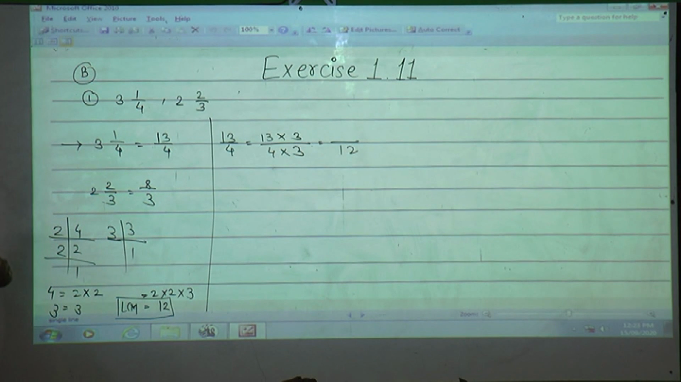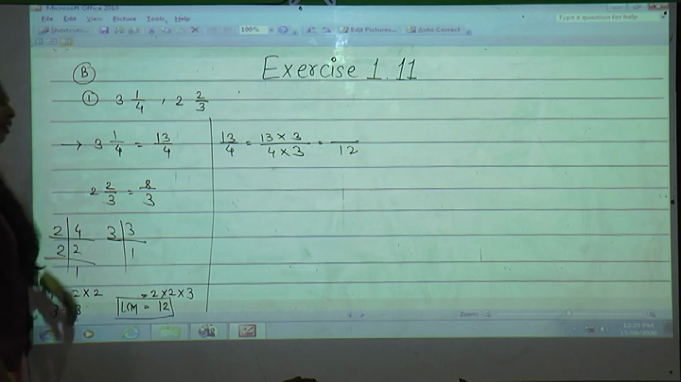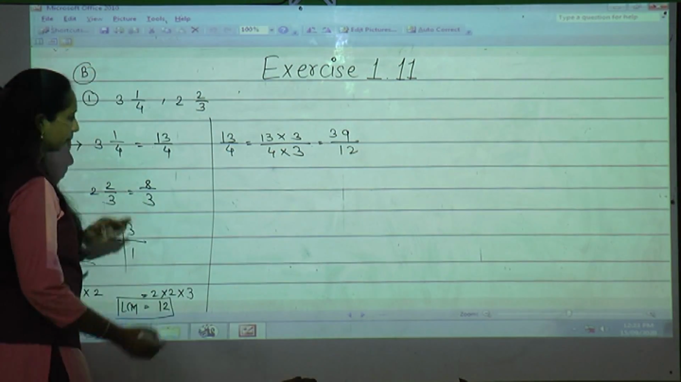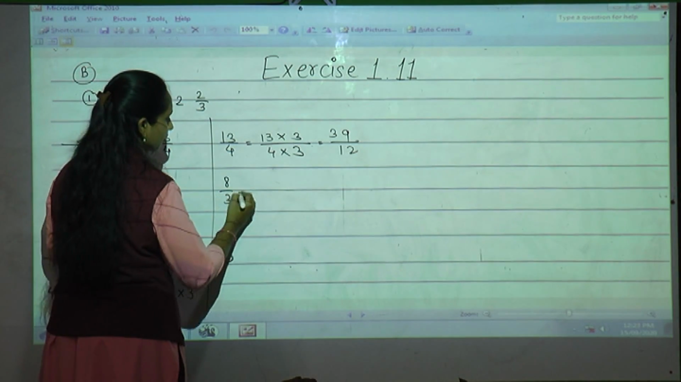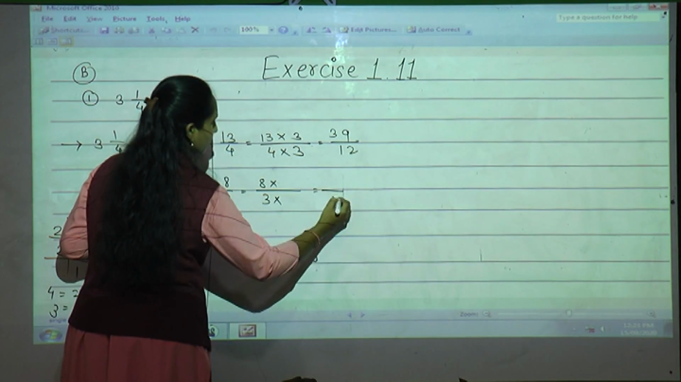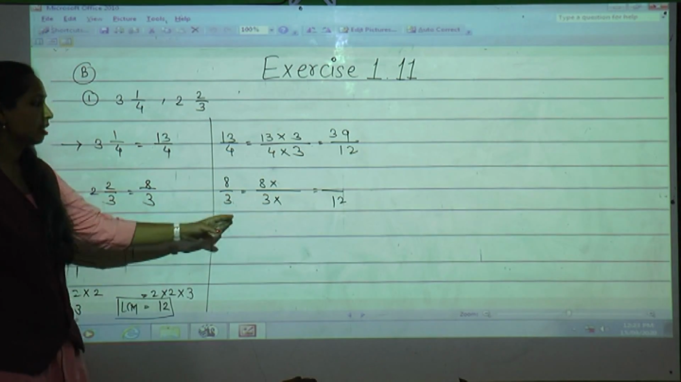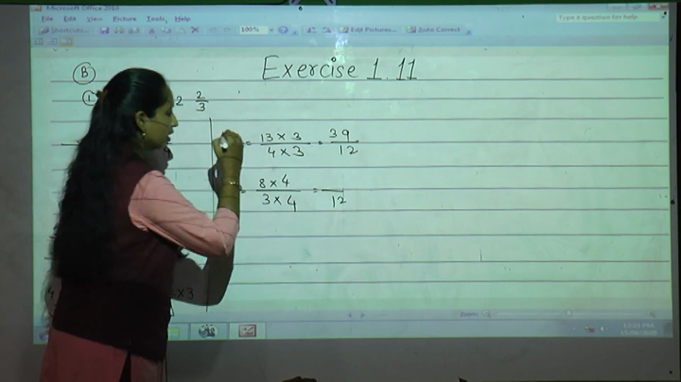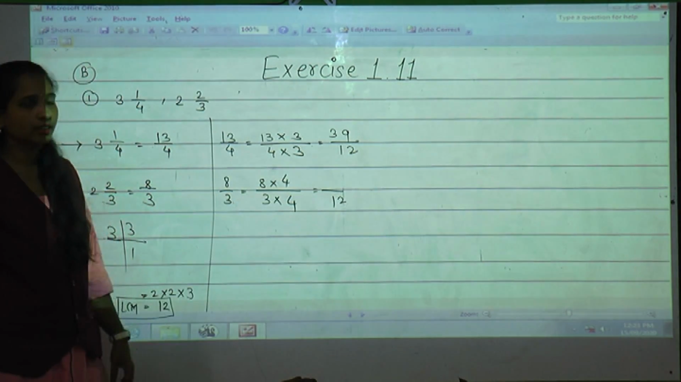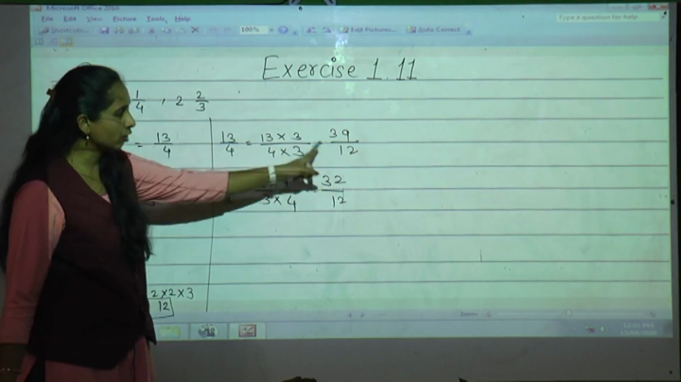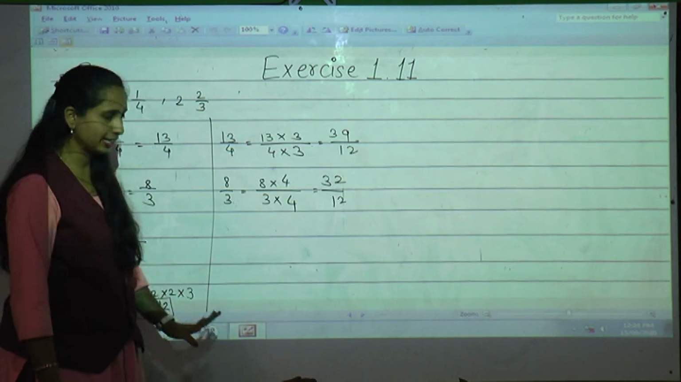Now tell me 13 3s are? Yes, 39. Correct. Now the next number 8 upon 3 is equals to, what should come in the place of denominator? 12. 3 what's are 12? 3 4s are 12. So here also take 4. 8 4s are 32. So write here 32. Now we got denominators are same. Now we can add easily.